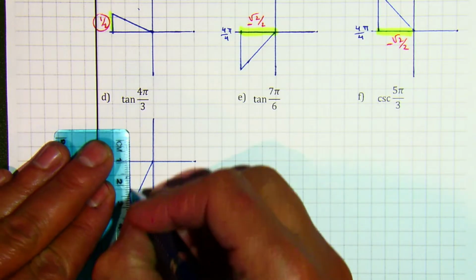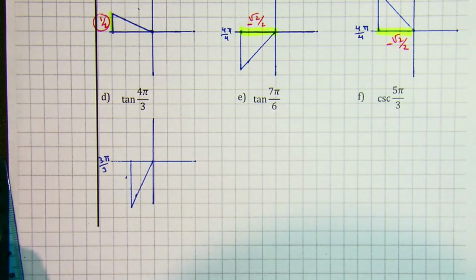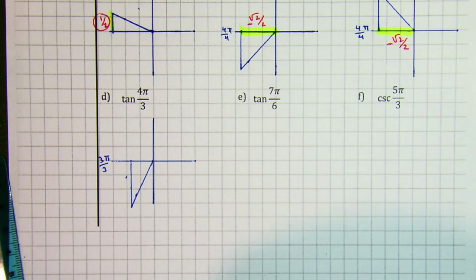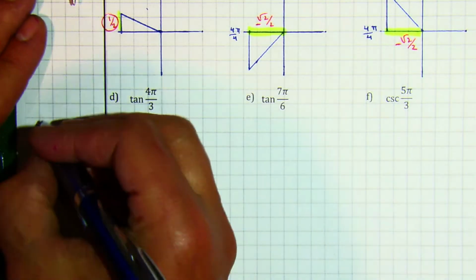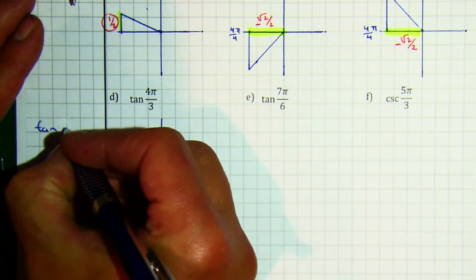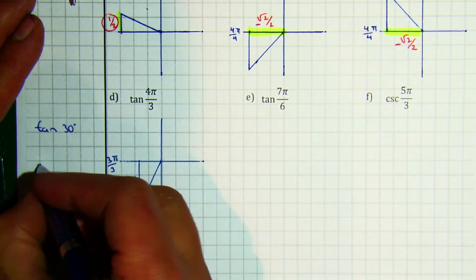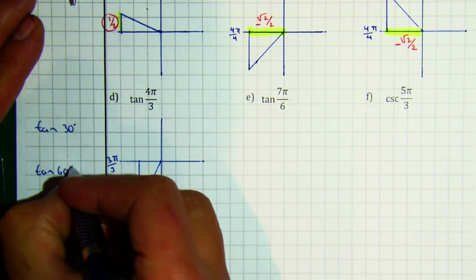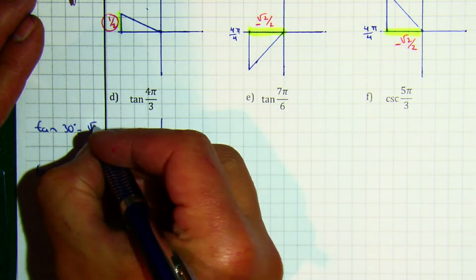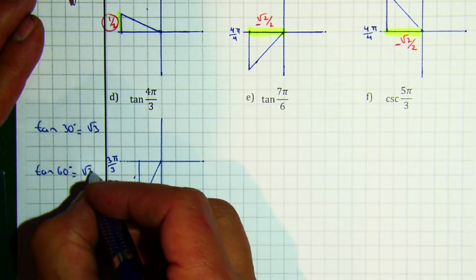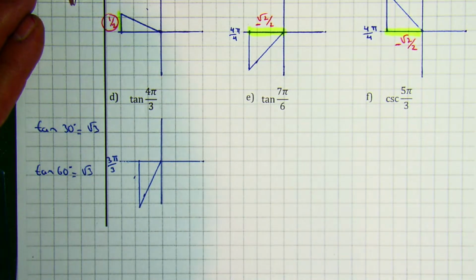Make my right triangle. Now, I can go through the entire division, but let's write that down on the left. Tangent of 30 versus tangent of 60. They both are square root of 3. The smaller one gets divided by 3.